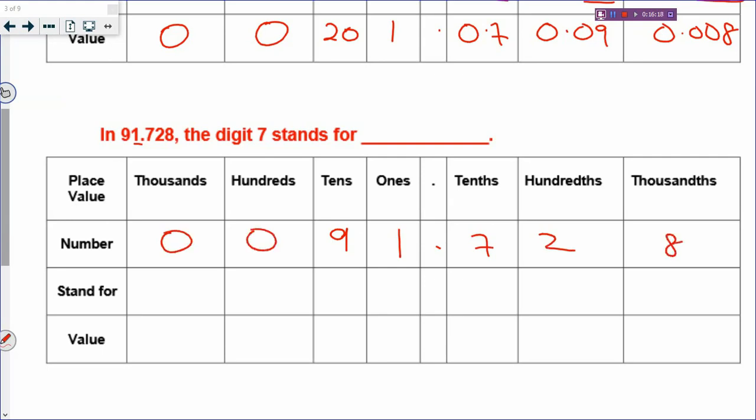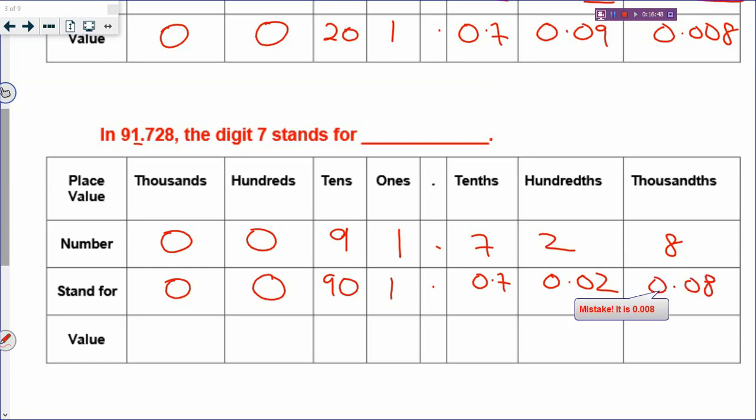There's no thousands. There's no hundreds. Alright, so what does 0 stand for in the thousands place? Nothing. Nothing also. And what does the digit 9 stand for? That will be 9 tenths. What does the 1 stand for? 1. What does the digit 7 stand for? That will be your 0.7. What does the digit 2 stand for? 0.02. Got it? Hundredths place. Hundredths place means you must have 2 decimal places. What does the digit 8 stand for? 0.008.